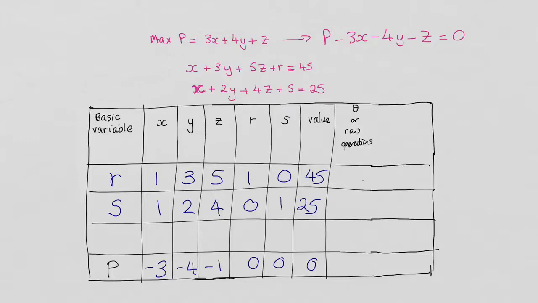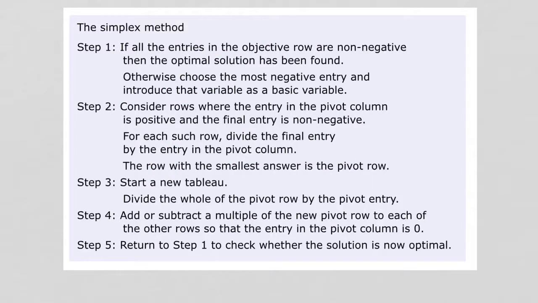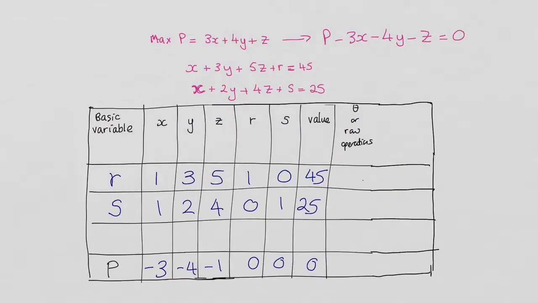Now the first step in the Simplex method, it says if they're all non-negative, then we found an optimal solution. Otherwise, choose the most negative entry, and introduce that as a basic variable. Okay, so what we need to do is look across our objective row and see which is the most negative, and it's this one here, -4. That's where the most improvement can be made. So that is going to be my pivot column.